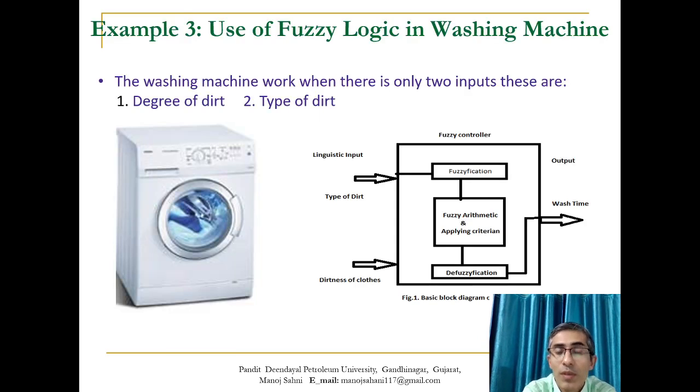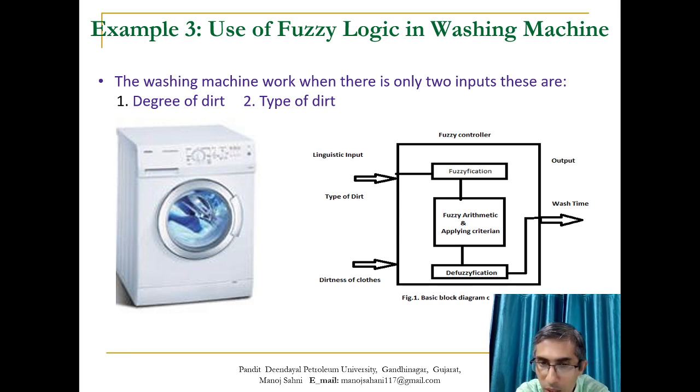Okay, now fuzzy logic is also used in the washing machine, that is, it is a part of artificial intelligence. So what will be the input here? That is the type of dirt and the dirtiness of the clothes. Depending on the type of dirt and the dirtiness of cloth, the output, that is the washing time, how much time is being used to wash those clothes, is dependent on the type of dirt and the dirtiness of cloth.